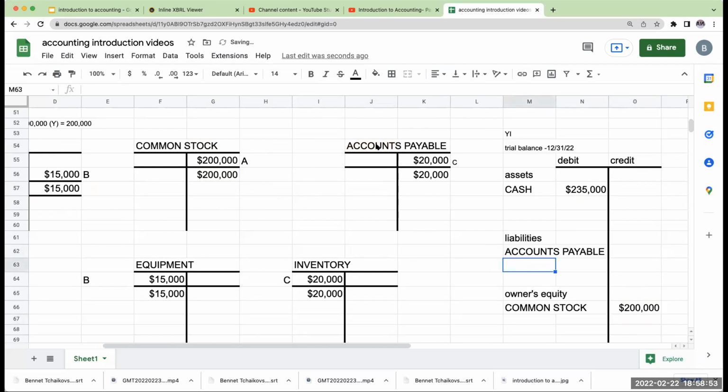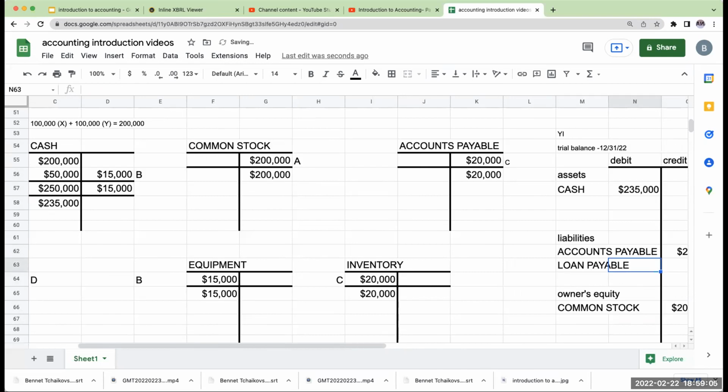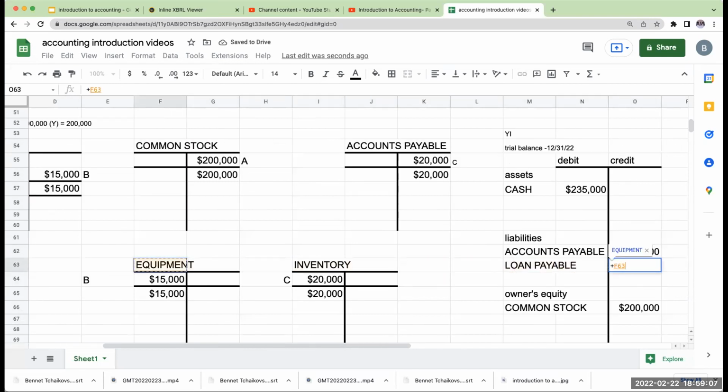Accounts payable is a liability. Over here, accounts payable is going to have a credit balance. The one that almost escaped me, but I caught it, is my loan payable. My loan payable is also going to have a credit balance of 50,000. Over here for my assets, I've got equipment. This equipment is at 15,000.